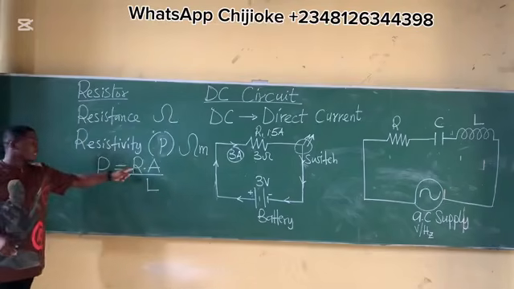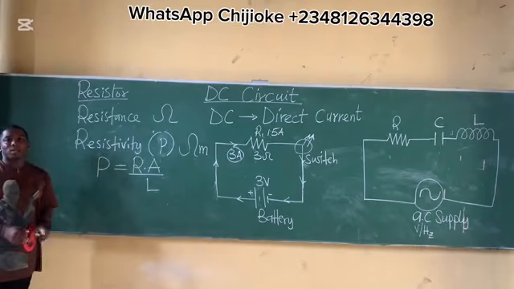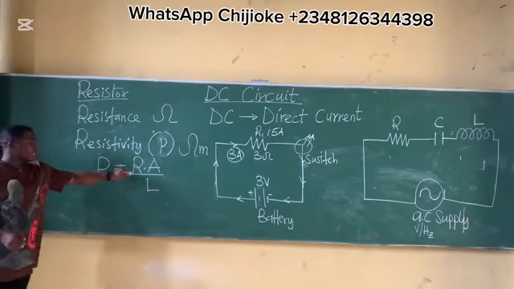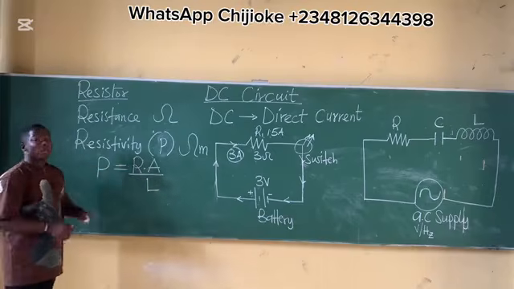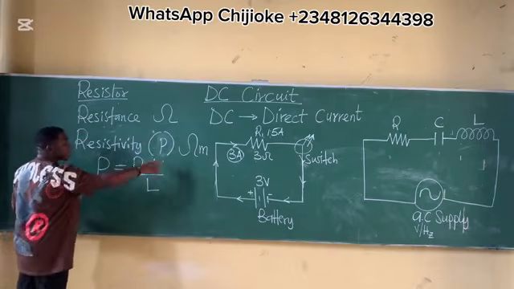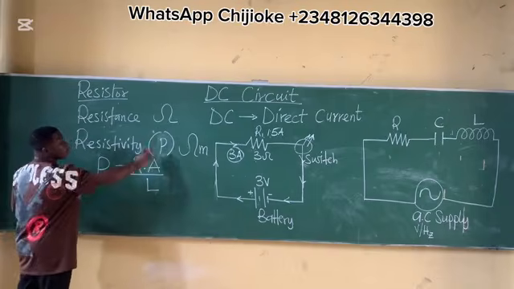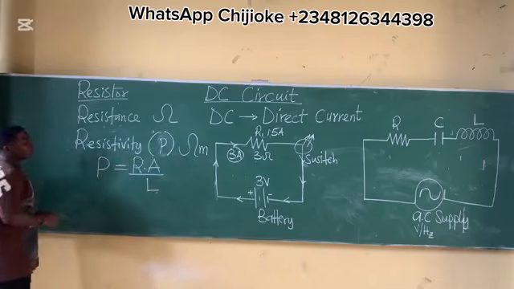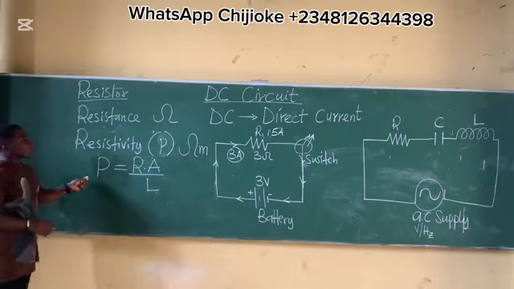Resistivity is resistance times area over what? Length. The unit of resistance is what? Ohms. The unit of area is meter squared. The unit of length is meter. At the end of the day, you get what? Ohm meter. Alright, so that is that.